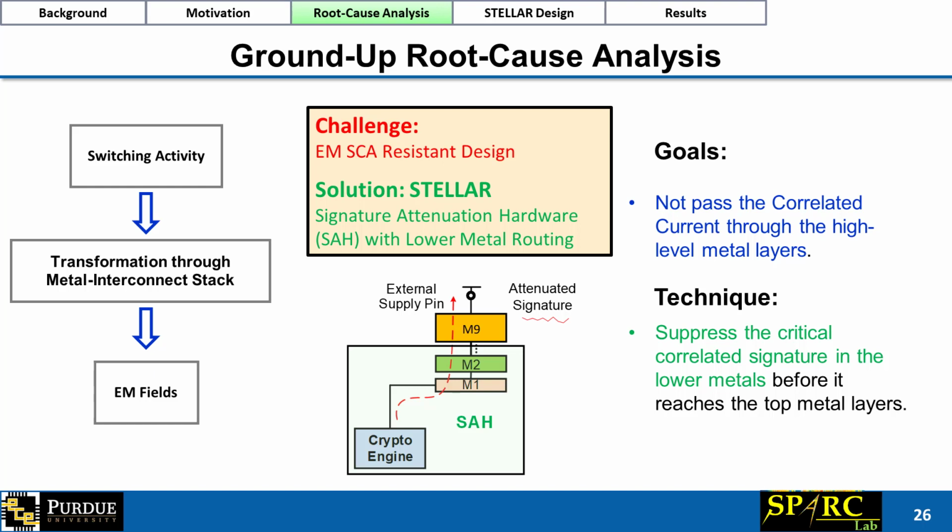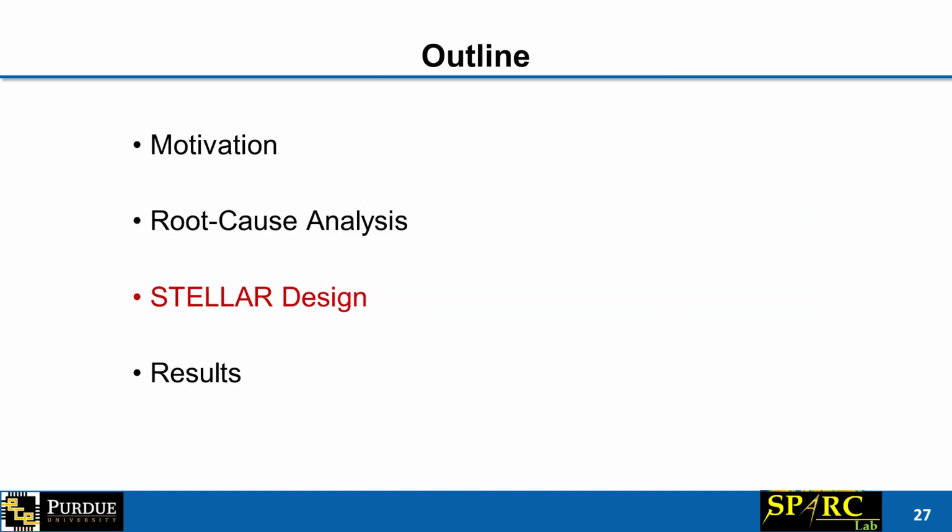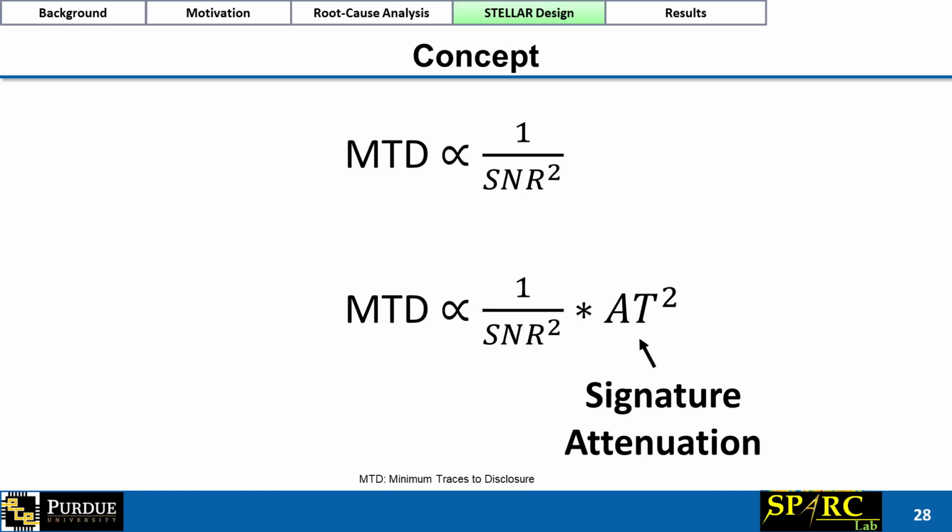Hence, we propose Stellar, which stands for Signature Attenuation Hardware with Lower Metal Routing. Now, let us move into the Stellar design. We know that MTD, or the minimum traces to disclosure, is proportional to the SNR square. Now, if we can embed the cryptographic engine within a signature attenuation hardware such that the current signature is significantly suppressed by a factor of 80, then the MTD is increased by a factor of 80 square.